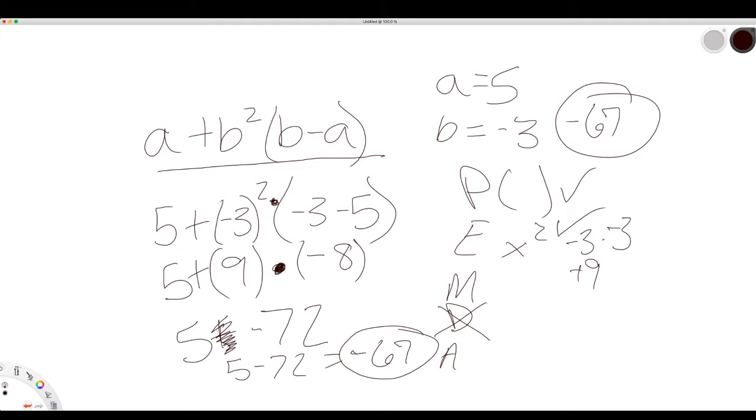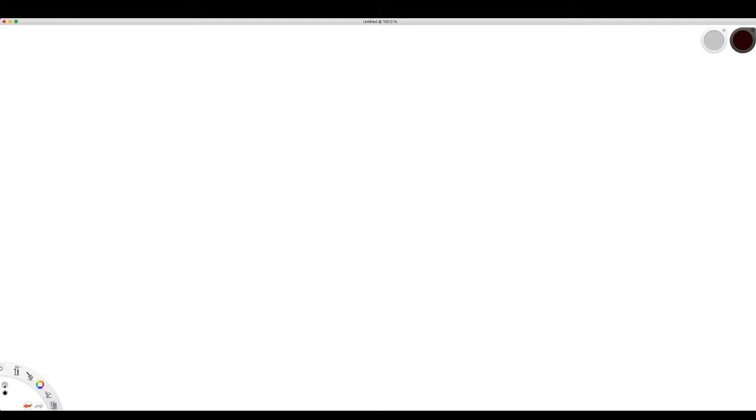Let's go over one more concept here, and we'll end the video shortly. And that is a formula. What is a formula? Well, a formula is a mathematical sentence that expresses the relationship between certain quantities. So what does that mean? Well, let me show you what it means.